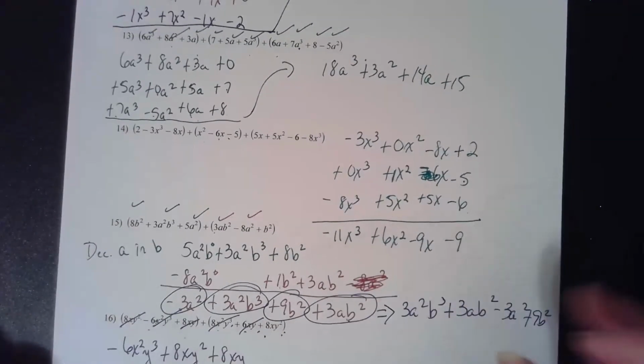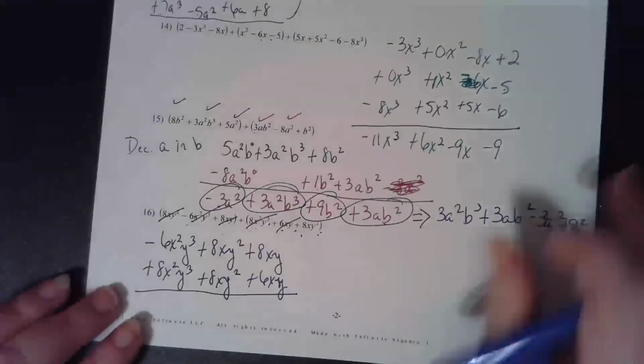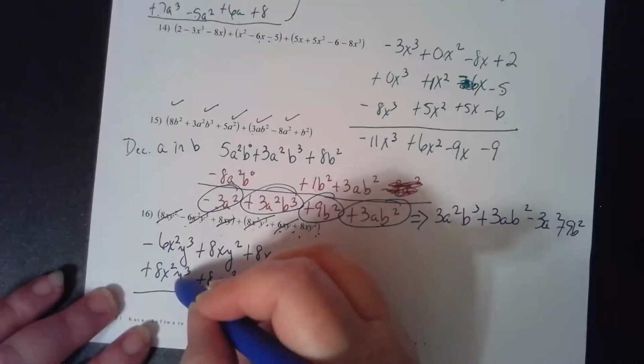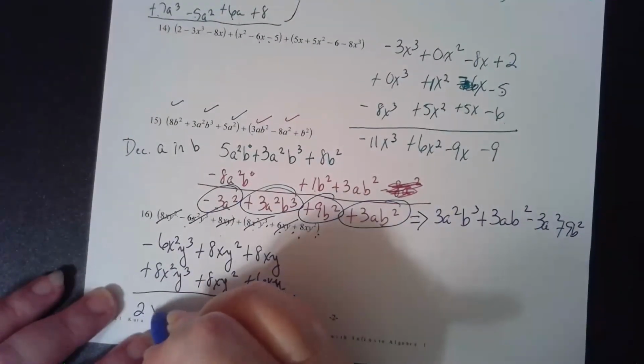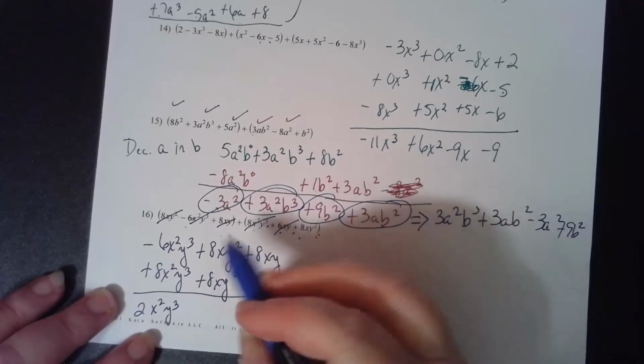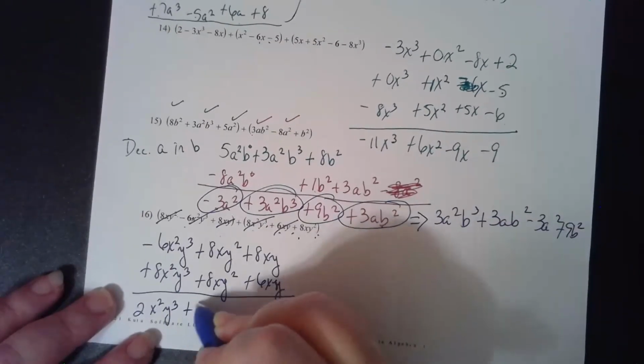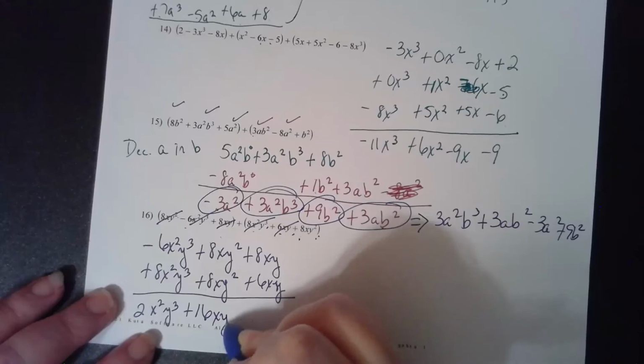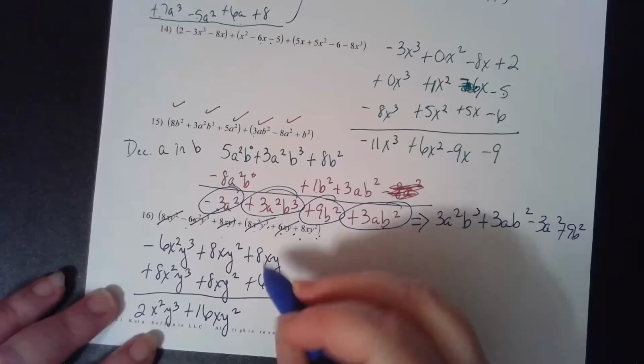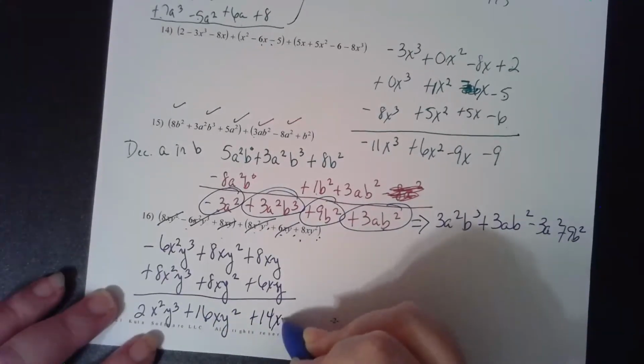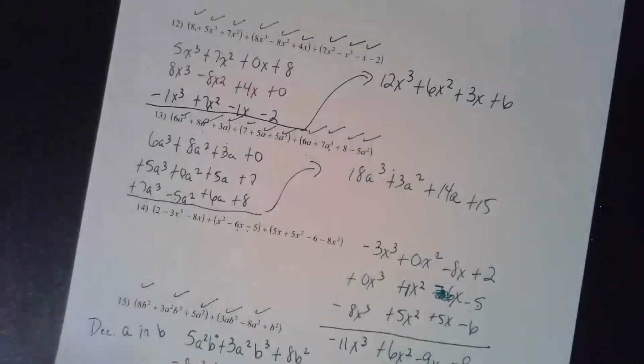Alright, now we add these two terms together to get 2x squared y cubes. We add these two together to get plus 16xy squareds. We add these two together to get plus 14xy's. Okay.